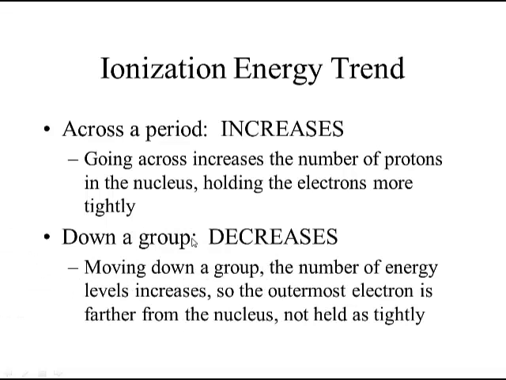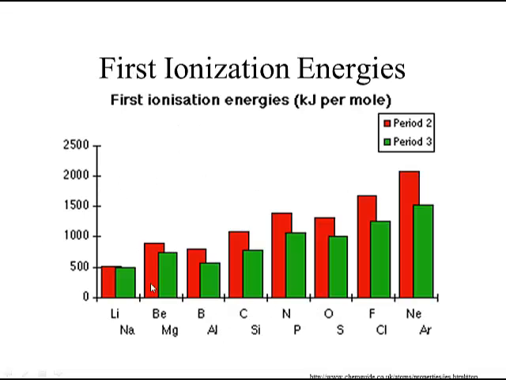As you go down a group, it's going to decrease because that outermost electron is further and further away from the nucleus, so it's not held as tightly. So it's going to be easier to remove it. So here's just a nice little graph.